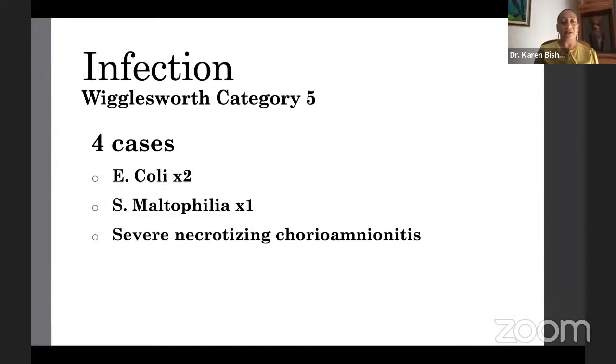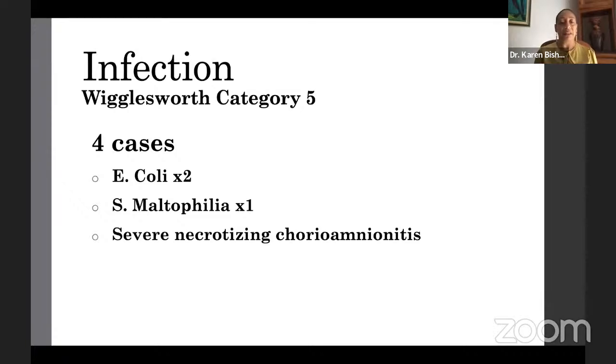So otherwise, outside of the premature period, we had 4 cases that I grouped as under infection. So you need some proof of infection. You need good proof to put a baby here. The first 3 are pretty straightforward.